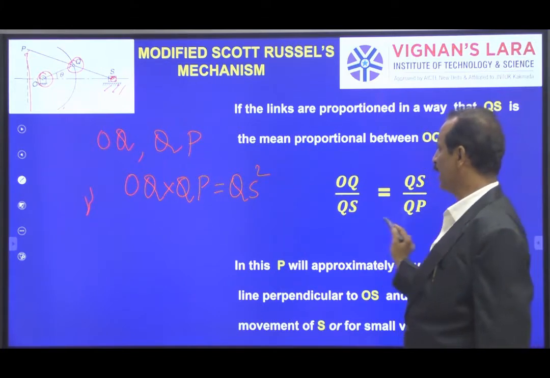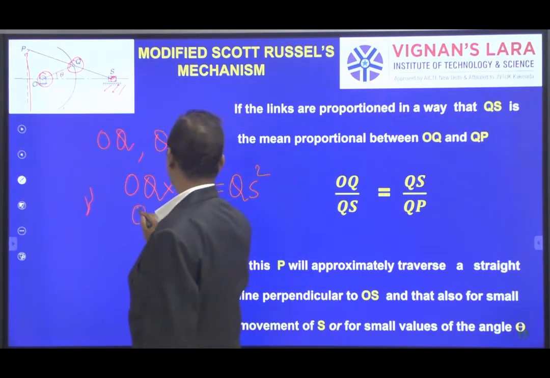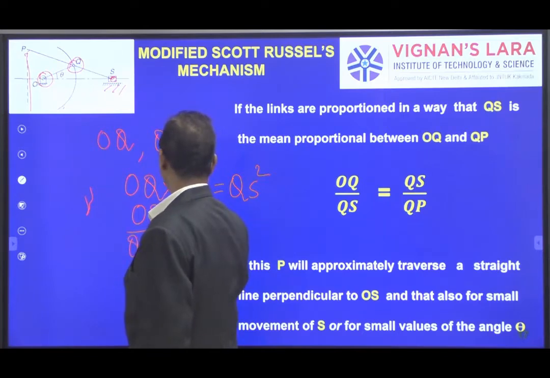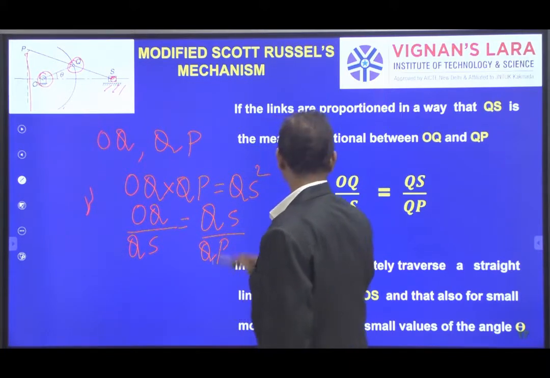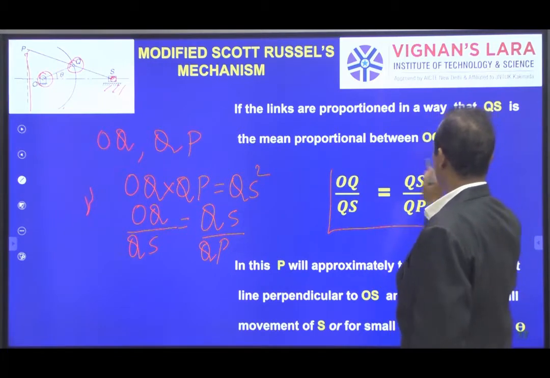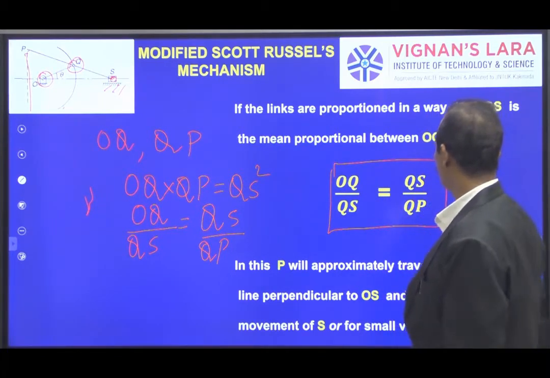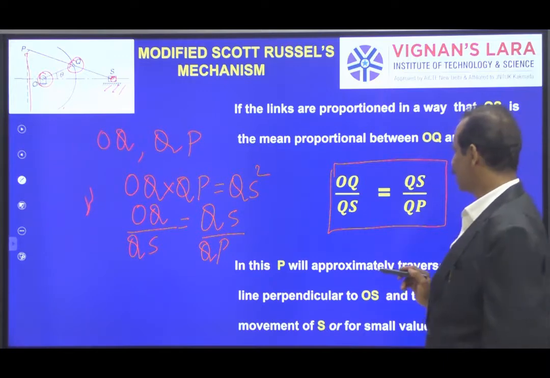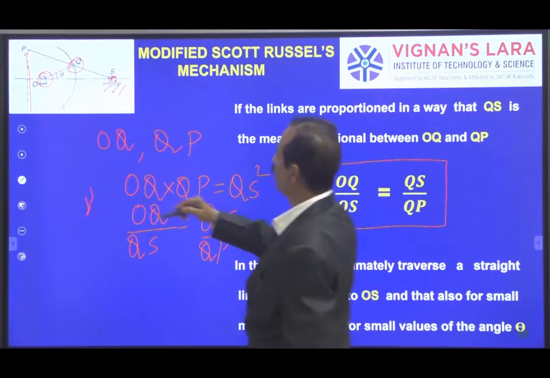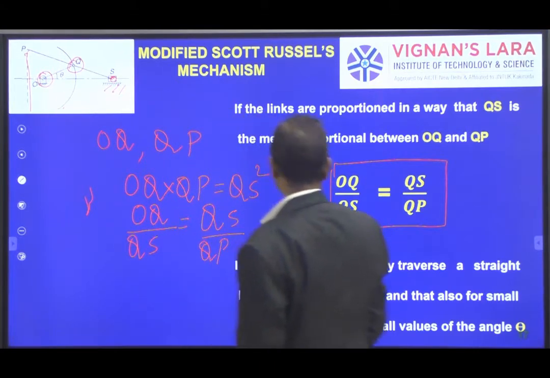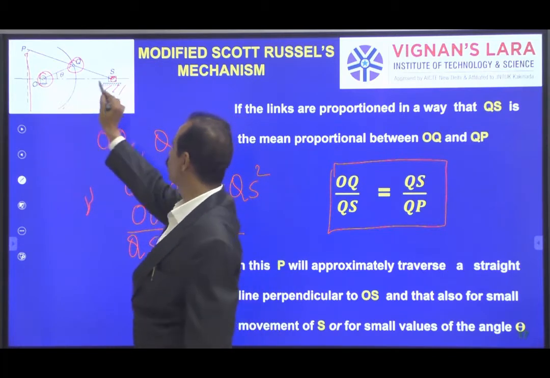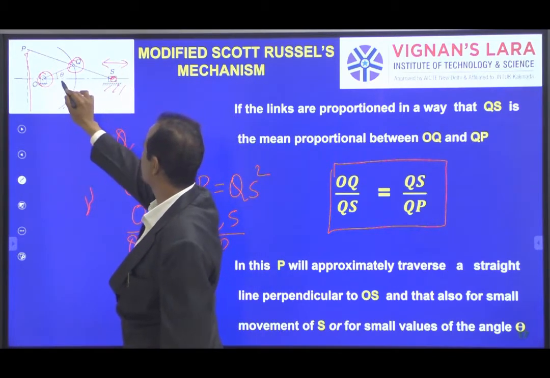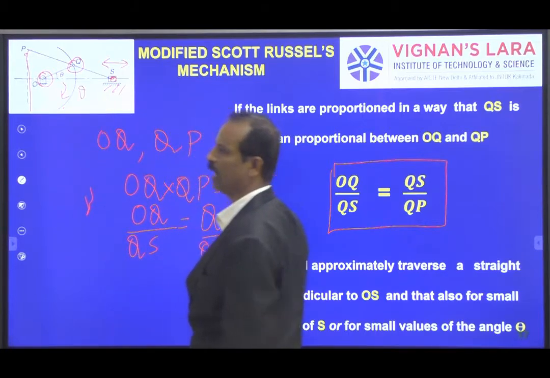So we can rearrange that such that OQ by QS is equal to QS by QP. OQ by QS is equal to QS by QP. So in this, the P will approximately traverse a straight line which is perpendicular to OS, and that is valid only for small movements of S, for small angular movements of theta.